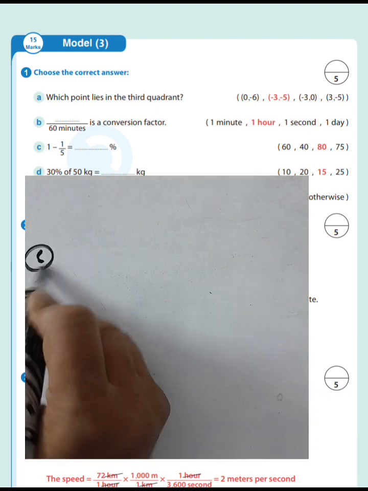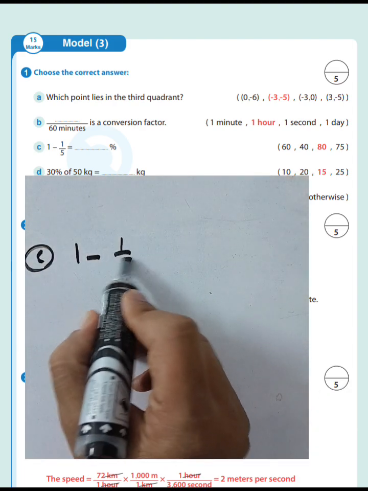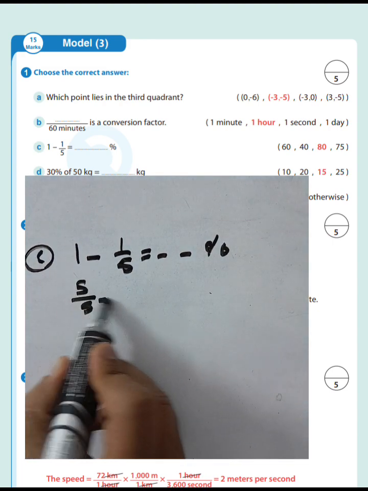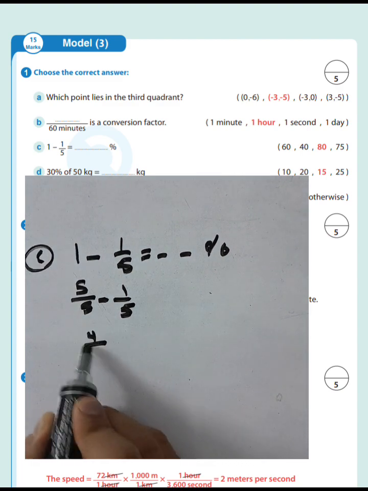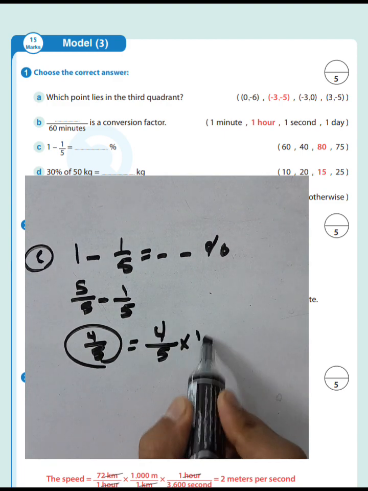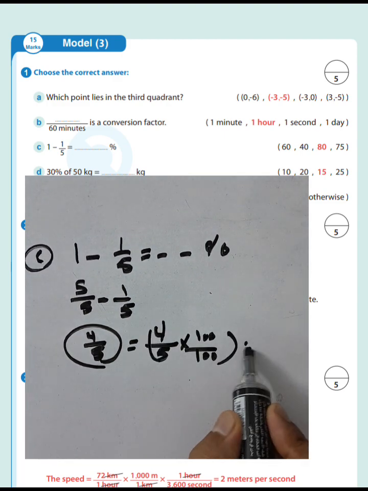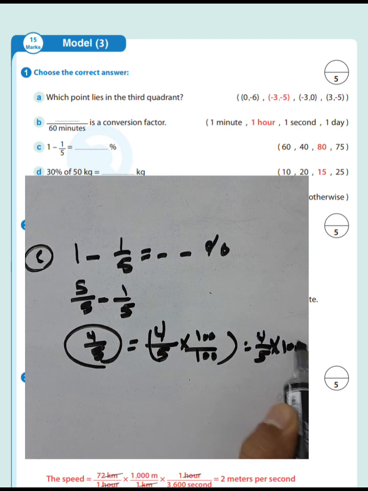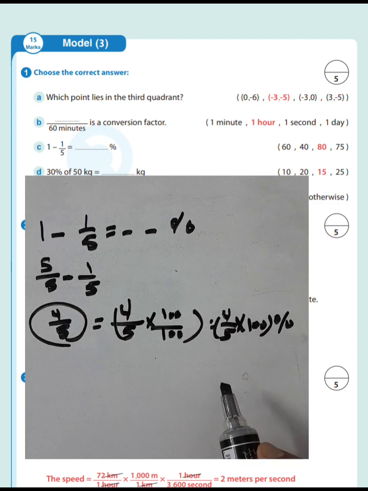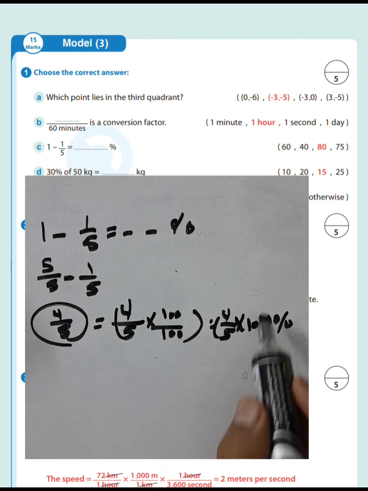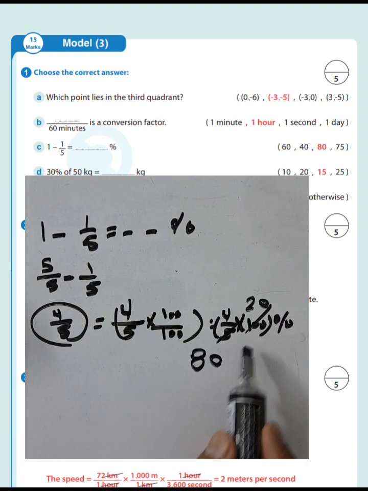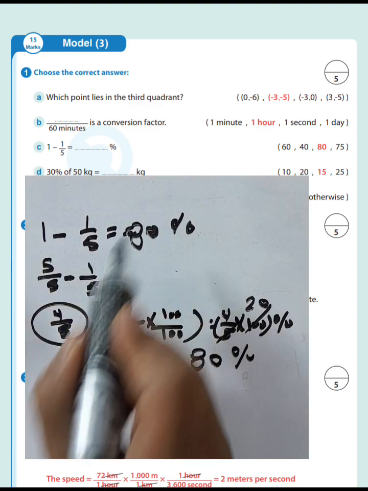Question letter C. 1 subtract by 1 over 5 equals space percent. We can write 1 equal 5 over 5, subtract 1 over 5, it will be 4 over 5. Then you can convert 4 over 5 to percent by product by 100, and then write 4 over 5 product by 100 all percent. Next step, you can simplify it. 4 over 5 times 100, 100 divided by 5 equals 20, 20 product by 4 equals 80%. The result here will be 80%.